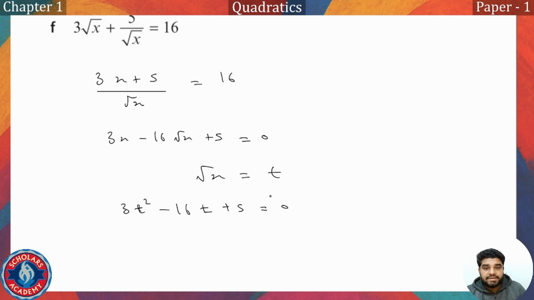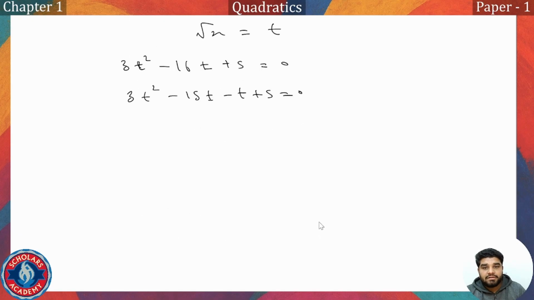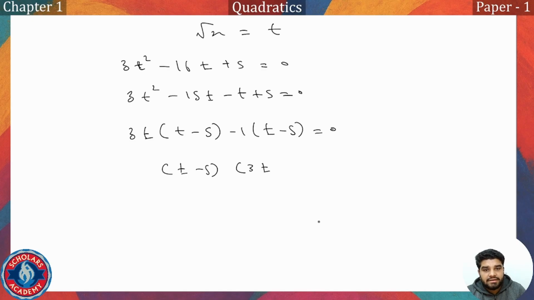So the product is 15 and the sum is negative 16. 3t² - 15t - t + 5 = 0. If we take common over here, we can take 3t, we get 3t(t - 5), and we take minus 1, -1(t - 5) = 0. We get (t - 5)(3t - 1) = 0.